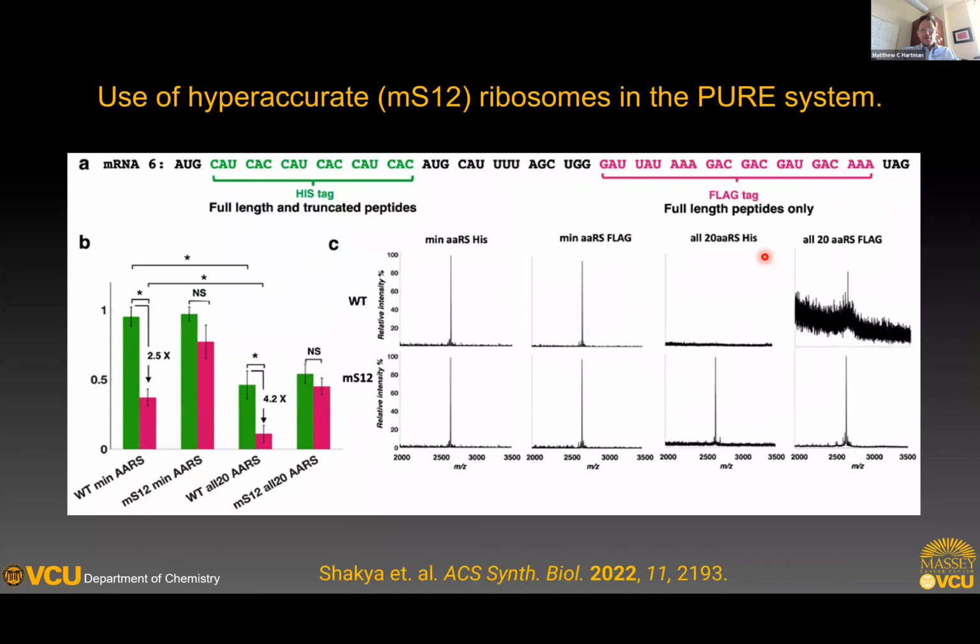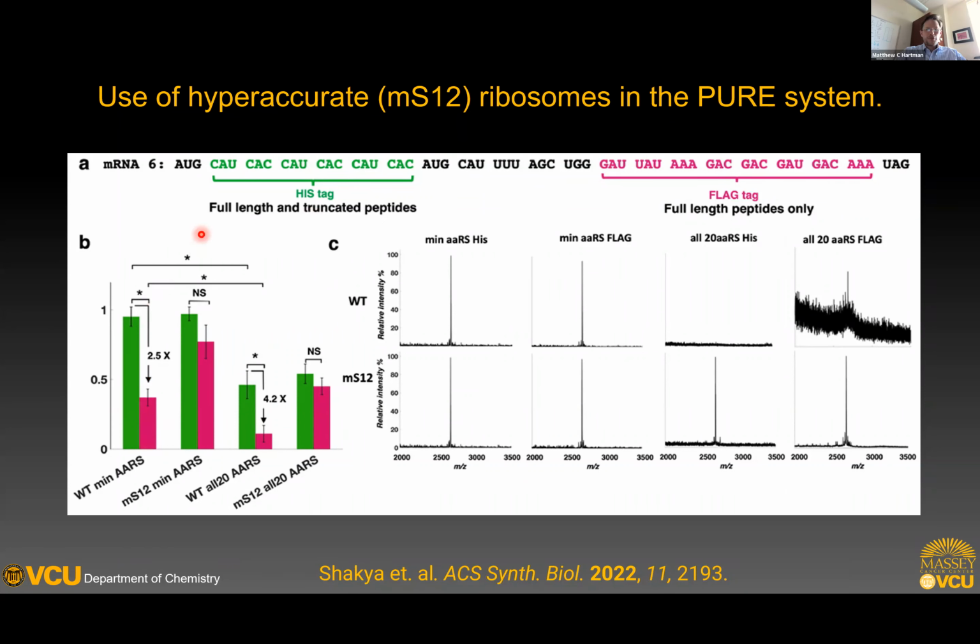So we were testing these at the same time as we were doing this project in our in vitro translation system. This is just one of the figures from our paper where we tested them, showing you the power of these ribosomes. Here's an mRNA that we designed. We put a His tag at the N terminus, at the 5' end of the peptide, and a FLAG tag at the 3' end of the mRNA, the C terminus. And we did a bunch of translation reactions with wild type versus these mutant S12 ribosomes. That's what I'm going to call them, because S12 is the protein that's mutated in ribosomes that are known to be hyperaccurate.